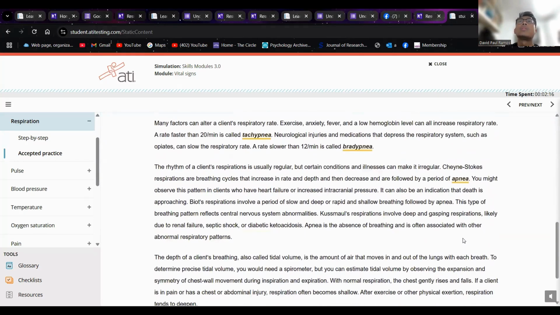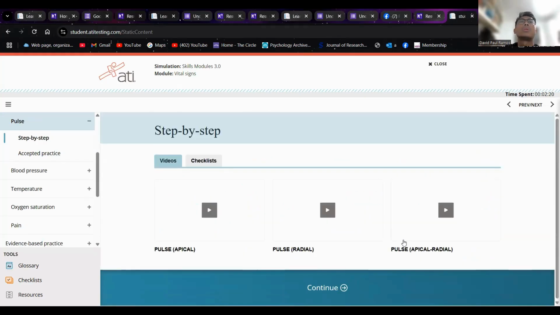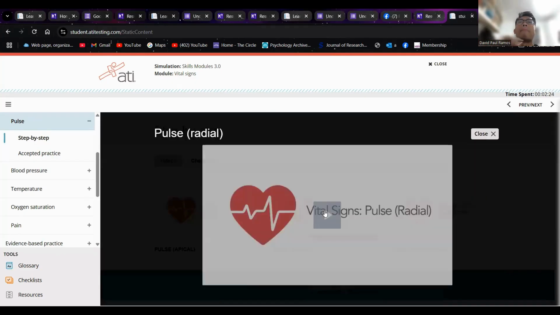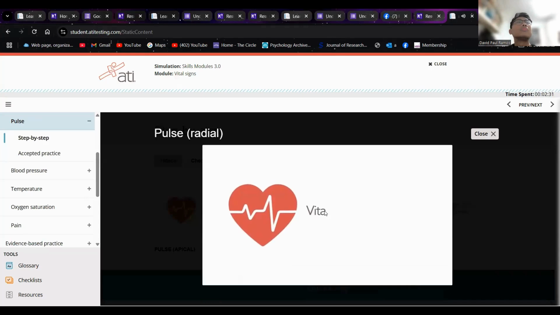So, this is the accepted practice when we are to get the respiratory rate. The inspiration and expiration.